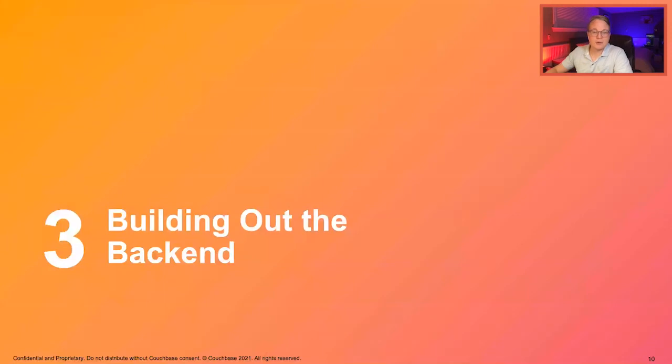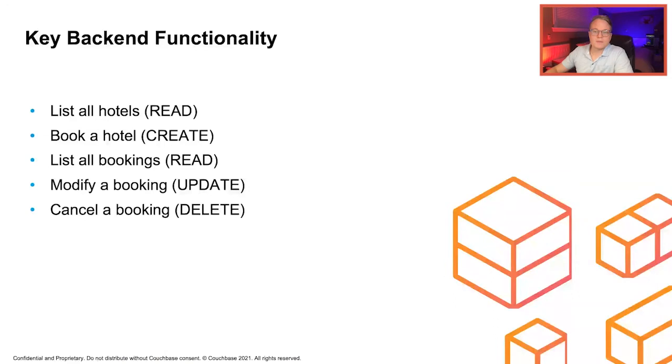Now let's take a look at the demo application, and we'll start on the back end. So the main functionality we're looking to include in our application is that we want to be able to list all the hotels so that users can choose which ones they'd like to book. And then we want to be able to book a hotel and list all of those bookings so that users can see where they're planning on staying.